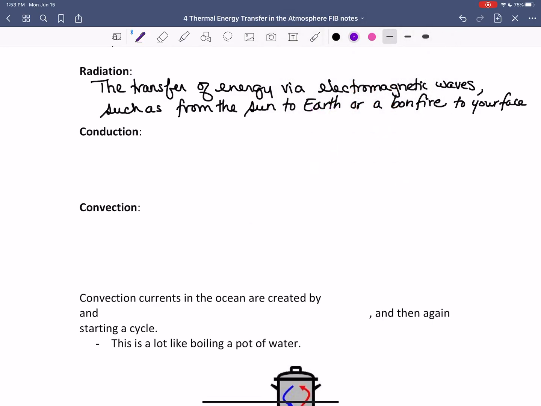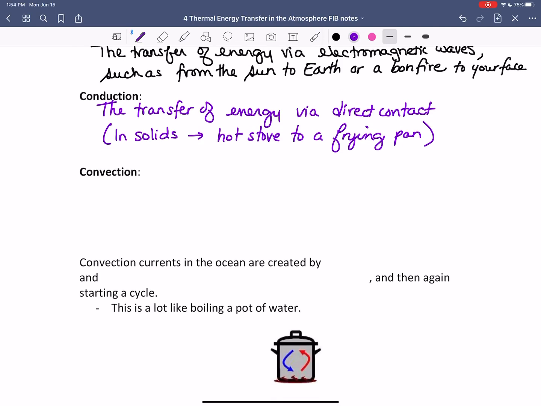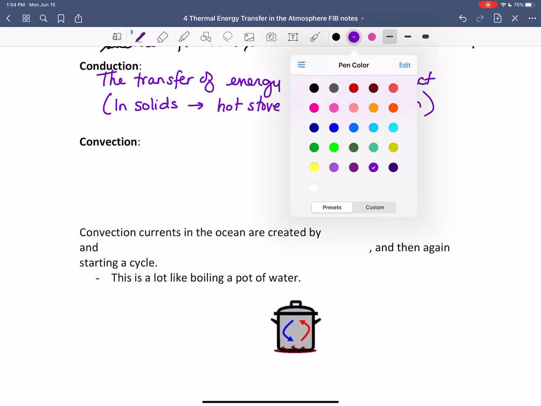Conduction, on the other hand, we're going to use a different color just so that we don't get these guys confused. This is the transfer of energy via direct contact. So this can take place in solids like a hot stove. When you touch a hot pan or a hot stove, we have that conduction.